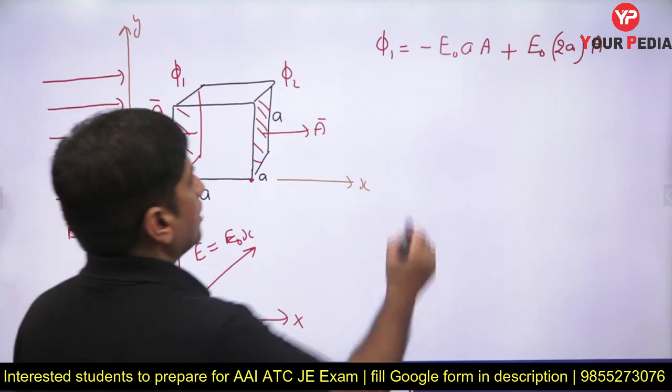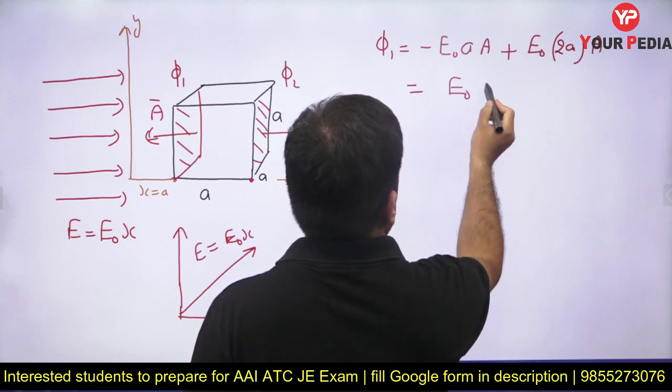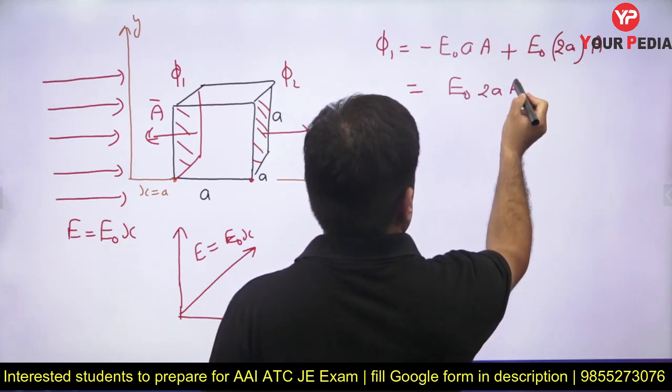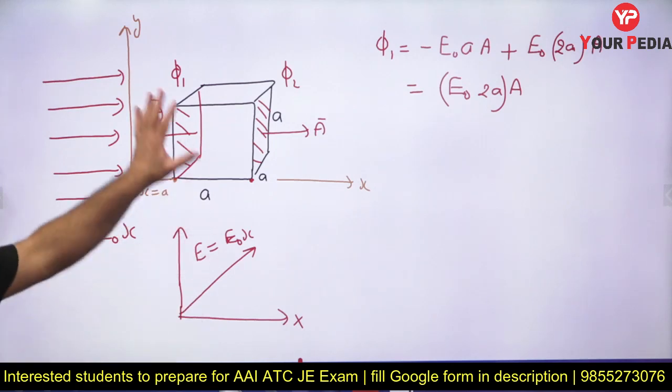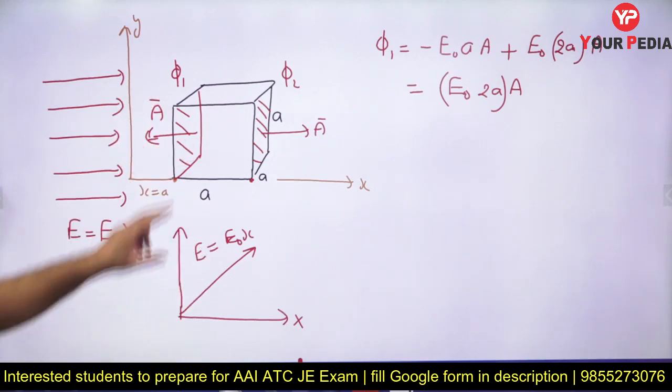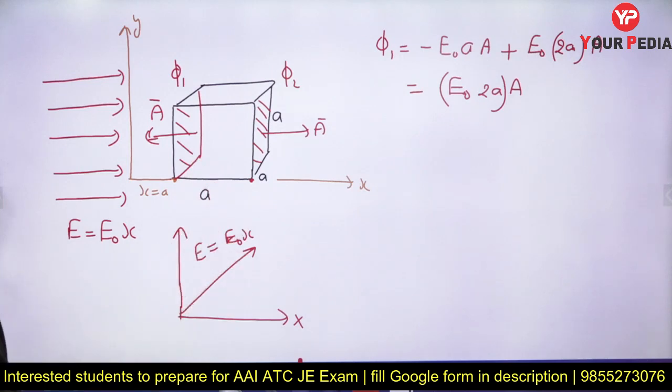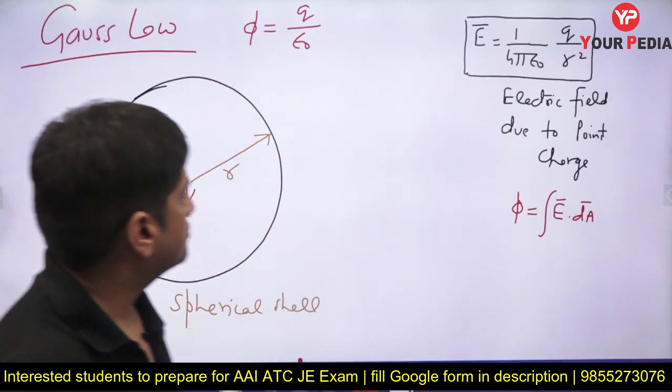So that way what I am going to get here is E naught into 2a into area, whatever area of this surface we have, that is a square. I hope this is clear to you. So this is how, and there will be no flux from the other 4 surfaces, as we have already seen.